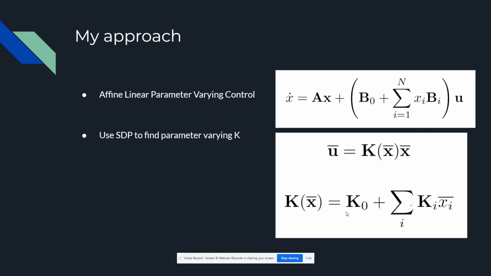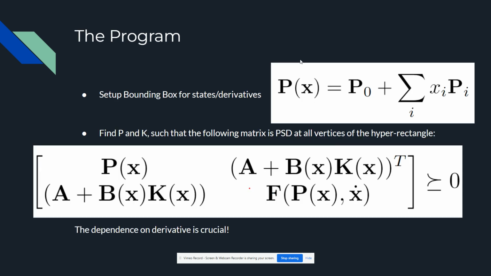My approach to controlling these systems was to use the affine linear parameter varying control. LPV control takes advantage of the affine nature of the nonlinearity in the system. The idea is you find a K matrix similar to linear control, only this K matrix depends affinely on the state variables of the system. And we can use semi-definite programming to find the parameter varying K.